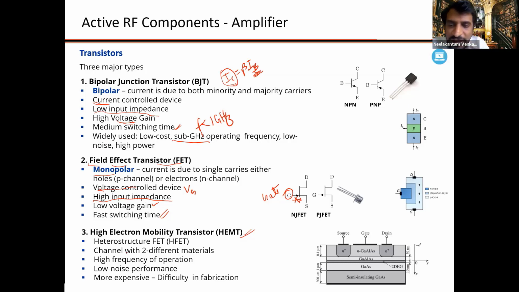So the idea is to have a channel with two different materials. That's the main difference. It's a heterostructure. That means it's not a single semiconductor material, but it's going to have two different layers, like what you see as gallium arsenide here, and the different layers of the semiconductor material there.